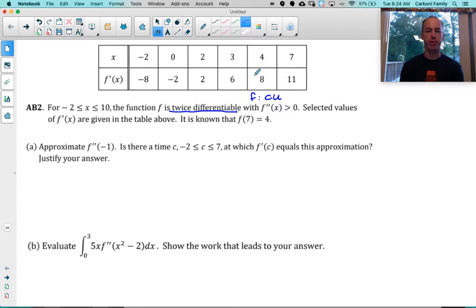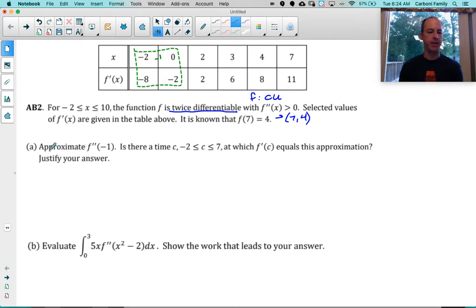Selected values of f prime are provided, and we have some initial condition, f of 7 being 4. I don't know if it helps you to write that as an ordered pair, whatever. Okay, so approximate f double prime of -1, and then is there a time that f prime equals that approximation? So I'm looking for x equals -1 on the table, and that would be between -2 and 0. So what we will do is approximate f double prime of -1 by finding the slope between those 2 points.